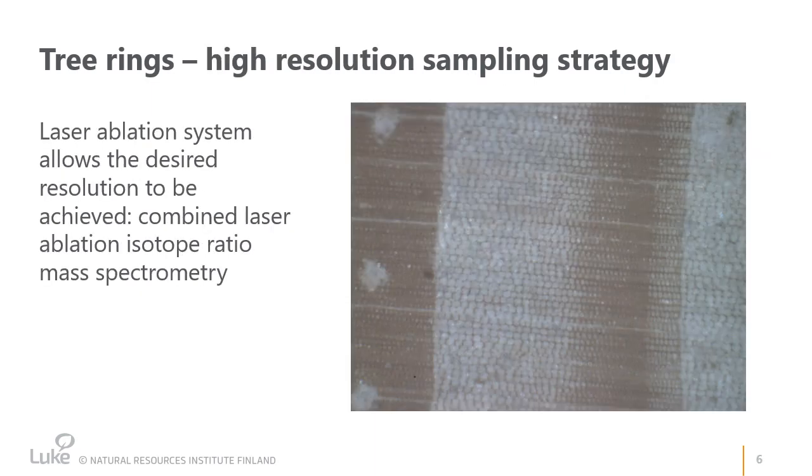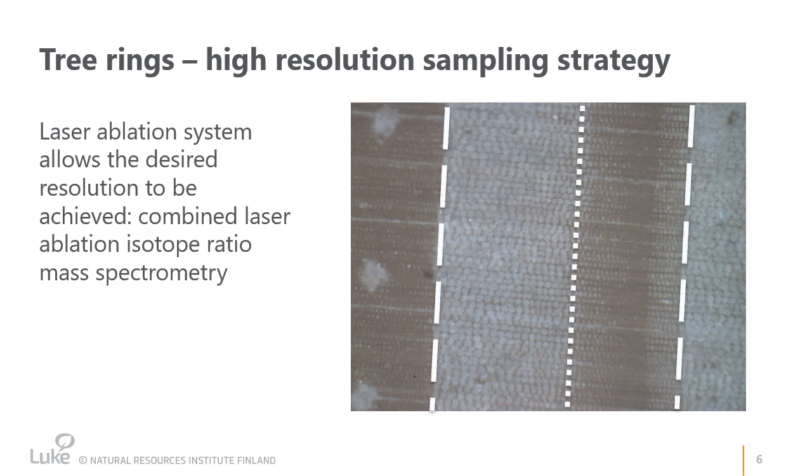Selecting the conventional sampling strategy then reduces the whole year's growth into 2 or 1 data points, depending on what you are separating. And in many cases, in many studies, this is enough. You only need the 1 or 2 data points per annual year.